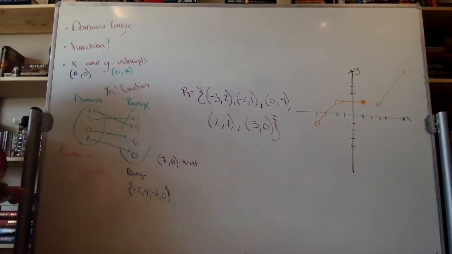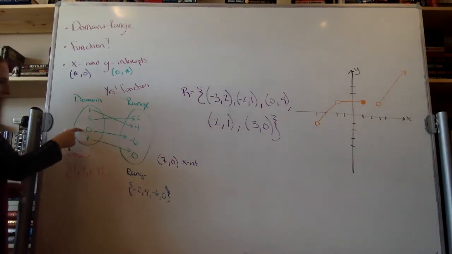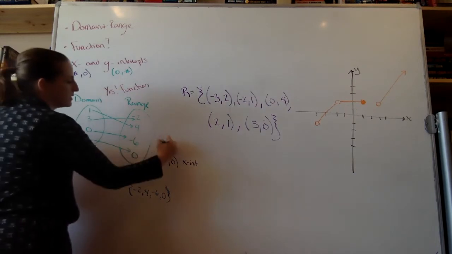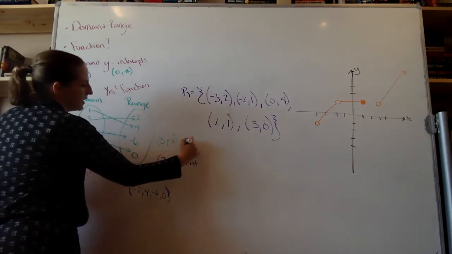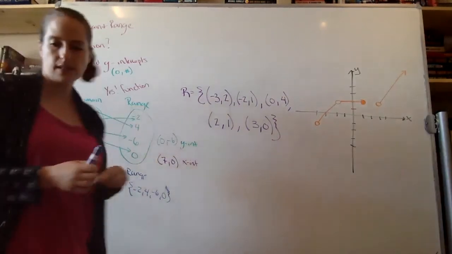Similarly, remember that y-intercepts have the form 0, a number. So we're looking for 0 in the domain spot or 0 in the x spot. Here's a 0 in the x spot. So we've got the ordered pair 0, which is mapping to -6. So (0, -6), and that's a y-intercept. Okay. Now let's come over to this guy.